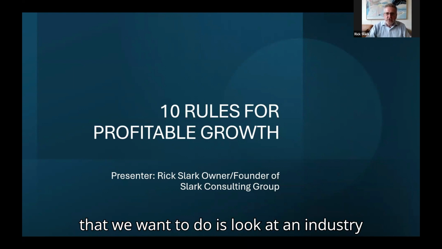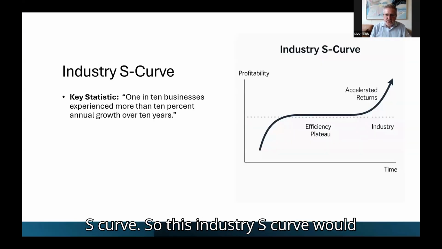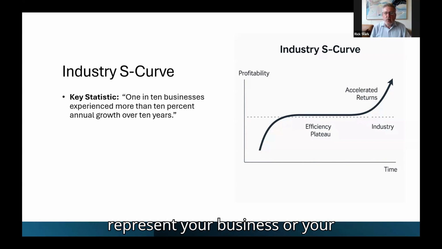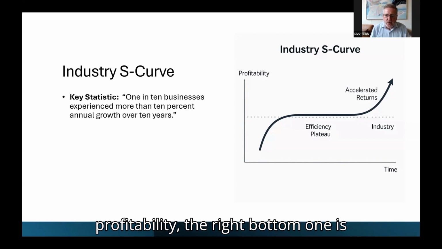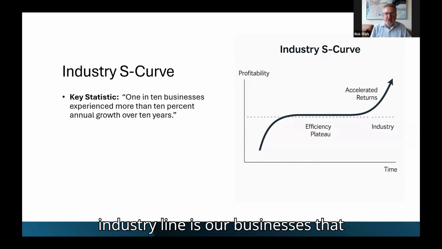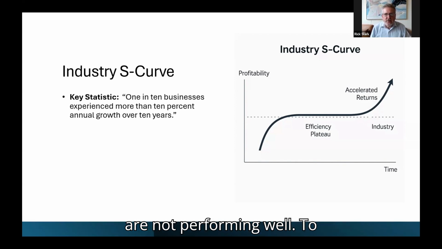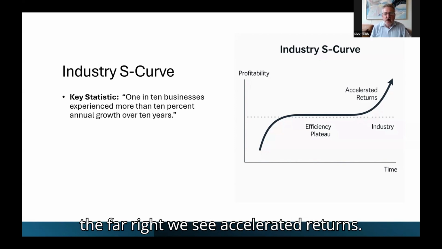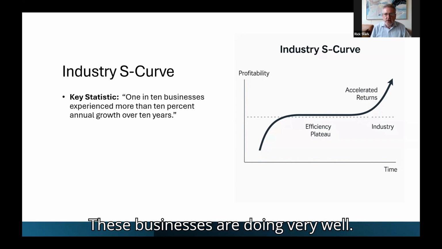The first thing that we want to do is look at an industry S-curve. This industry S-curve would represent your business or your industry. The left axis is profitability. The bottom one is time. The middle dotted line is average for your industry. Below the industry line are businesses that are not performing well. To the far right, we see accelerated returns. These businesses are doing very well.